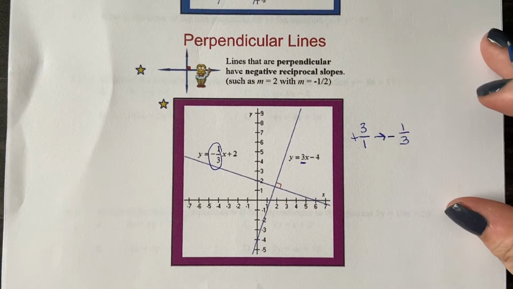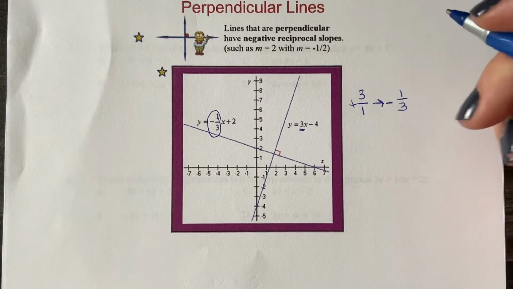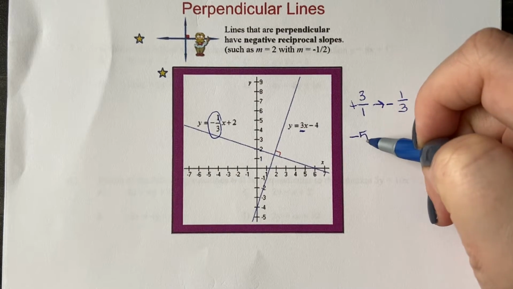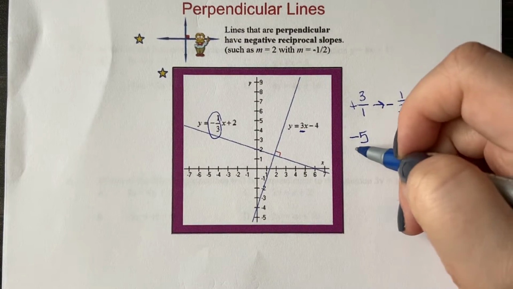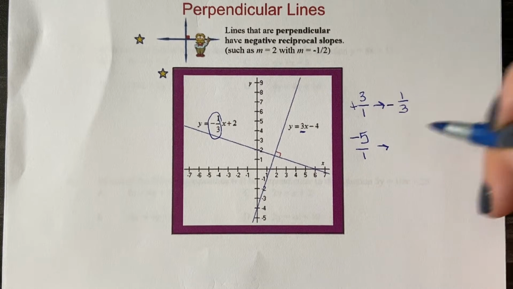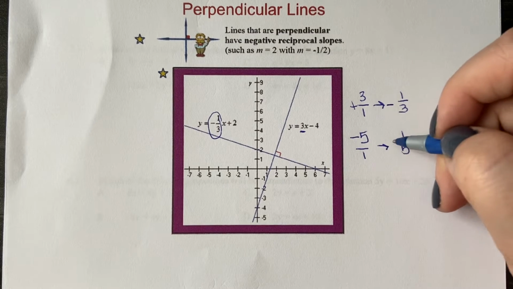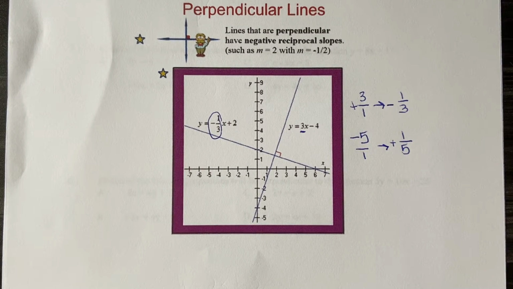So if I just do a couple examples with you guys as practice. Say I ask for the negative reciprocal to -5. Okay, -5 is really -5/1. So then you would flip it. And then since it's a negative, your answer would be just a positive 1/5.